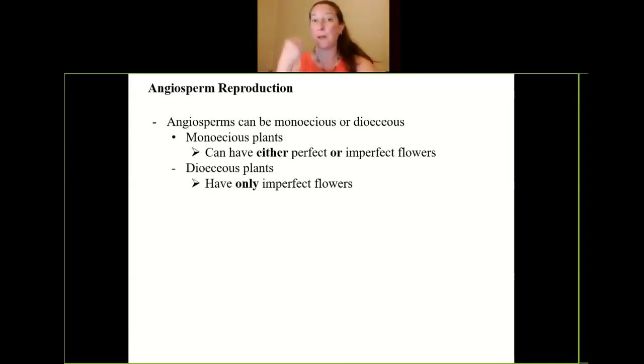So if you are a monoecious plant, you have both sex organs on your same plant body, and those could be in the same flower, in which case that monoecious plant would have perfect flowers. Or that monoecious plant might have male and female flowers on its plant, in which case it would have imperfect flowers, but it's still a monoecious plant, right? Because it has both of them on it. Whereas dioecious plants can only have imperfect flowers, because each plant only has one type of sex organ on it.